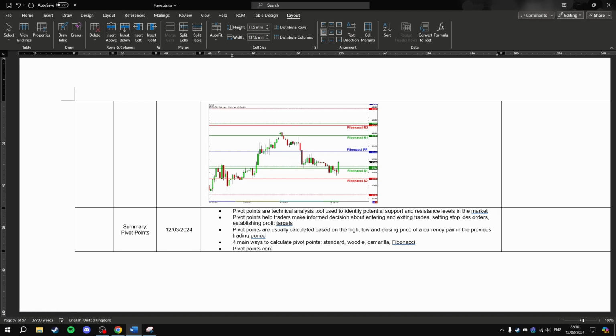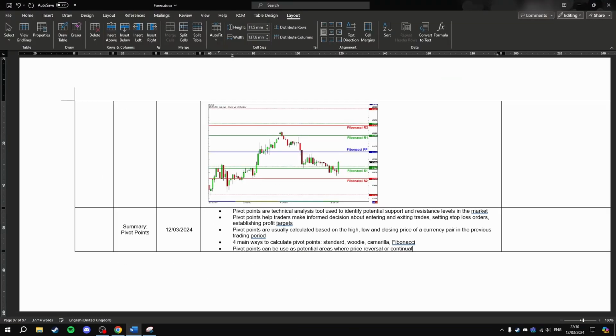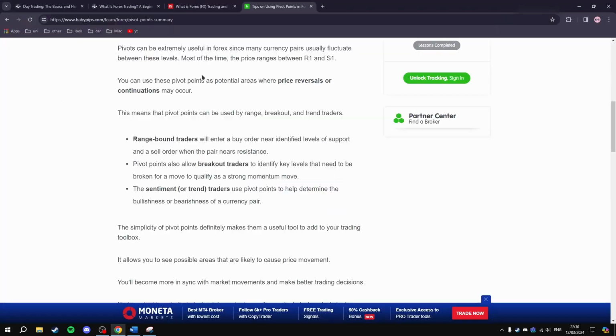Pivot points can be used as potential areas where price reversals or continuations may occur.